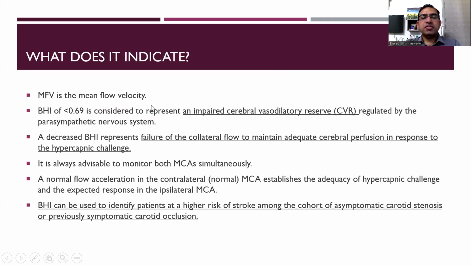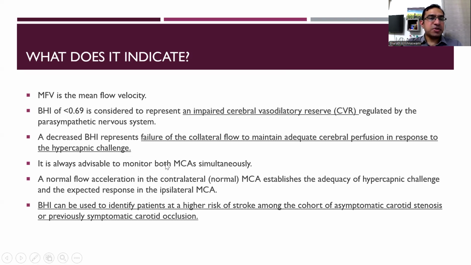So now that we've got the value of the breath holding index, if the value is less than 0.69, it indicates that the patient has an impaired cerebrovasodilatory reserve. And this is regulated by the parasympathetic nervous system. A decreased breath holding index shows that there is a failure of collateral flow to maintain the cerebral perfusion, in order to identify whether the patient can manage the hypercapnia caused due to the breath holding.